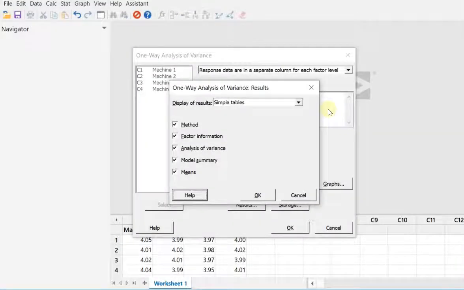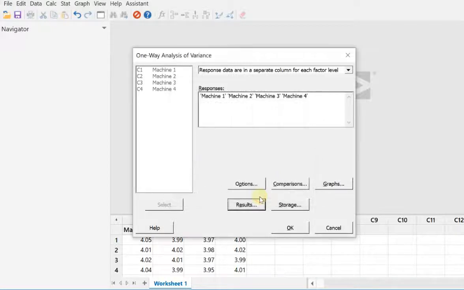And there you go. We're back in here. Now, I'm going to change the model summary, uncheck it. Otherwise, I'm going to get R squares and stuff. We never talk about it. Not yet anyway. Click OK.